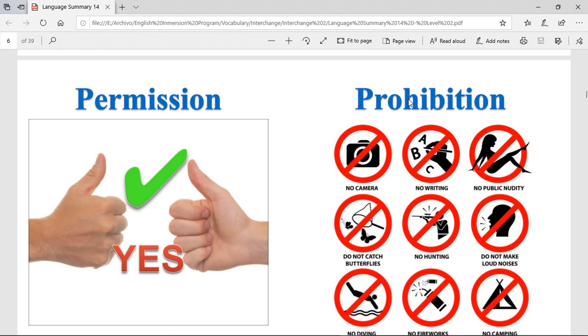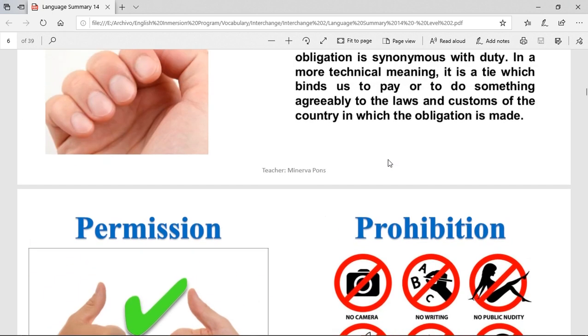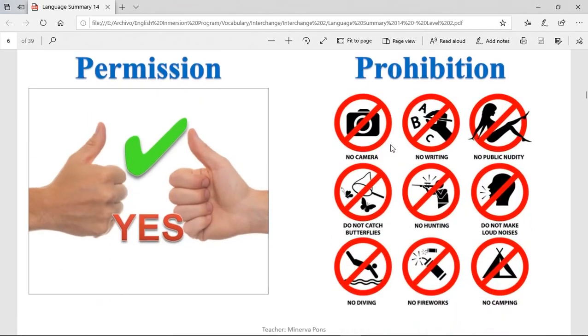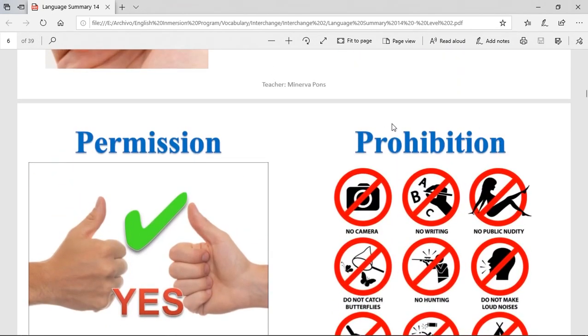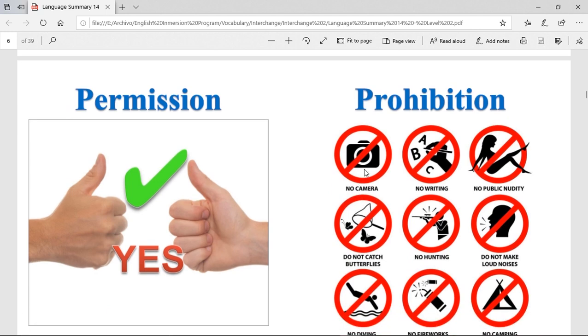Prohibition. Prohibition is the opposite of permission. When you have the permission, it means you can do it, and the prohibition is that you cannot do it. It's also like the opposite of obligation. It's that you are obligated not to do something. For example, in a place you can have a prohibition against cameras, or you cannot ride, or you cannot hunt. It is forbidden. You cannot do something if it's prohibited.